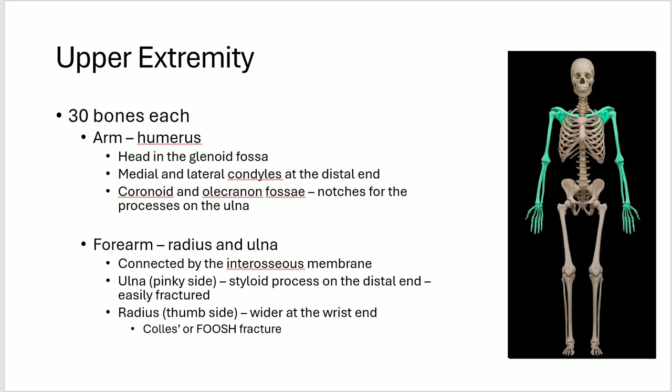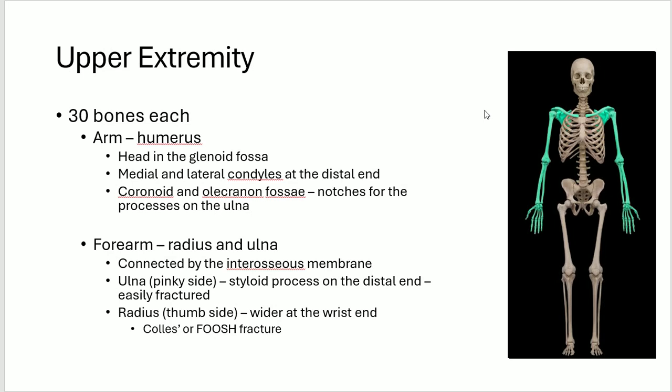Okay, upper extremities. We have 30 bones each in the arm and the forearm, in our upper extremities. So when we think arm, upper arm, we're talking humerus. So the head of the humerus is in the glenoid fossa that we were just talking about, the little indentation. So the head, it is a long bone. Remember long bones? So the head of the long bone goes into the glenoid fossa.